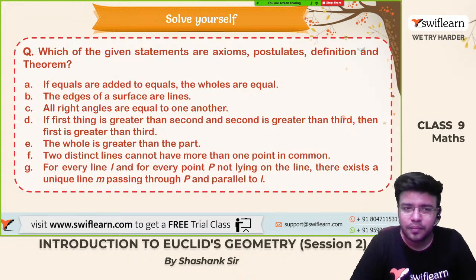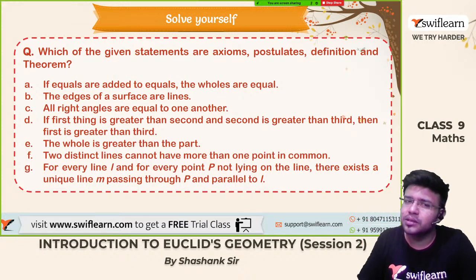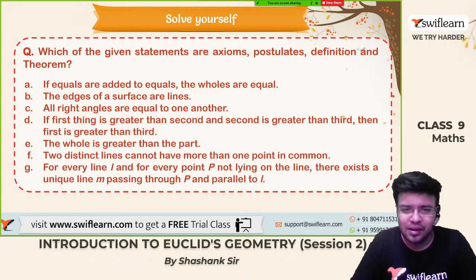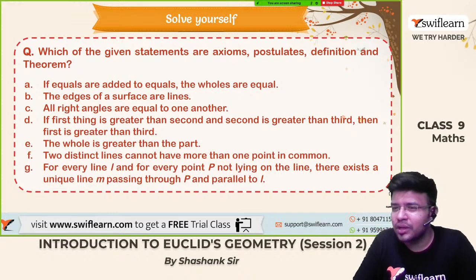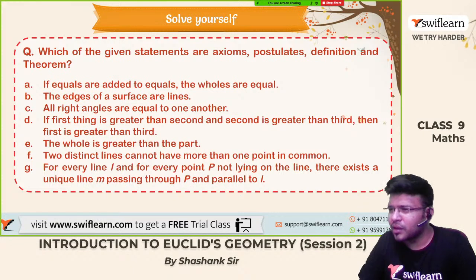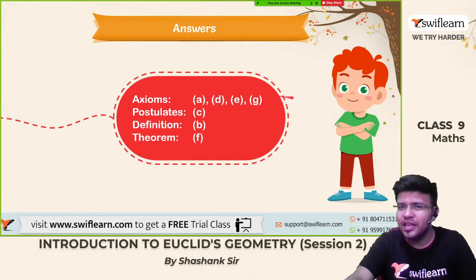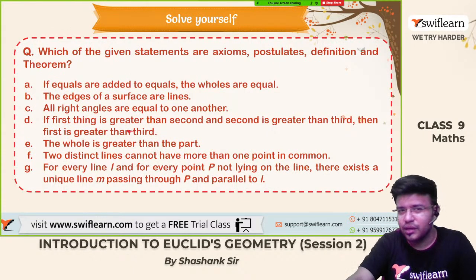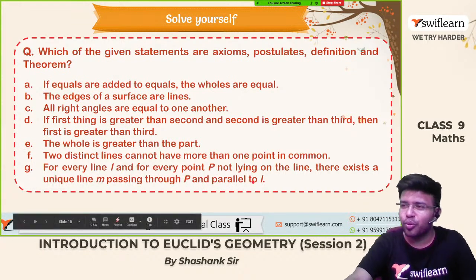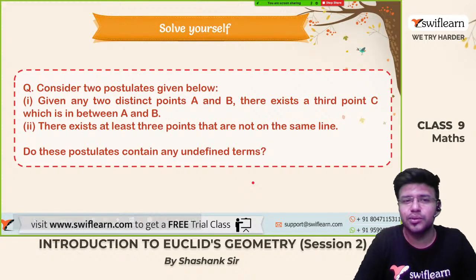This is an axiom. Two distinct lines cannot have more than one point in common. What is this? And for every line L and for every point P not lying on the line, there exists a unique line M passing through P and parallel to L. Yes, this is another version of the fifth postulate. So these are the answers, and A, D, E, G are axioms. Look, A, D, this is also an axiom. E is also an axiom, and G. This is also the fifth postulate, the revised version of the fifth postulate. And the definitions and postulates, we had already discussed.